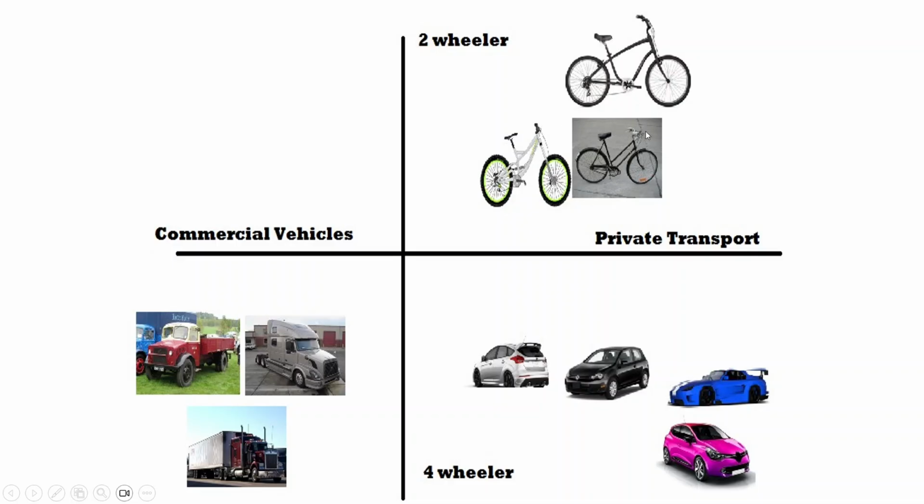If we talk about this quadrant, it is two-wheeler, private transport, and that is a bicycle. If we talk about this quadrant, it is a private transport four-wheeler, that's a private vehicles. And this quadrant is commercial vehicles four-wheeler. So all the means of communications are segregated into four quadrants. So this is the same concept of factor analysis, and that's the reason it is known as a data reduction technique.